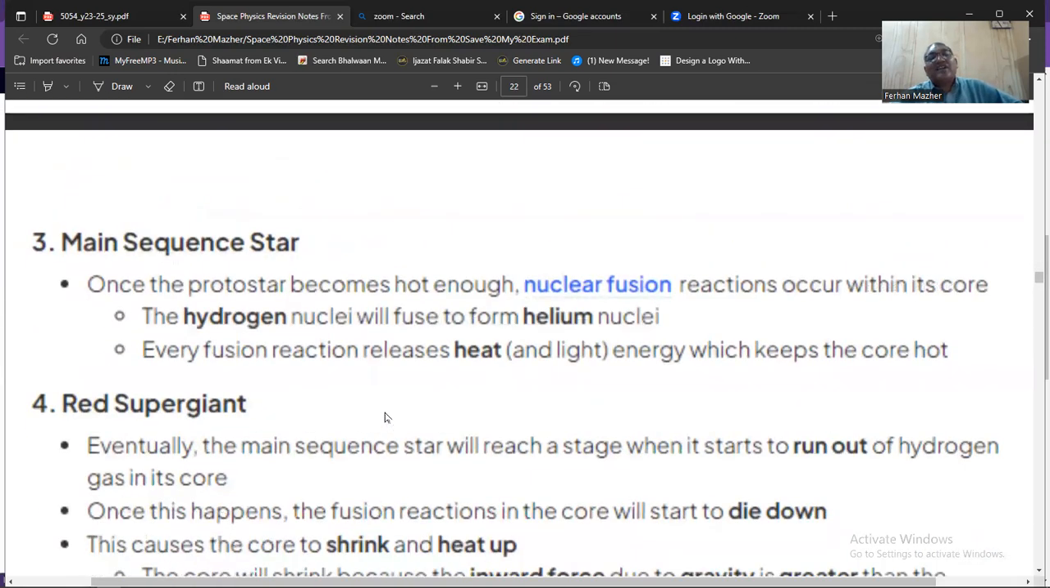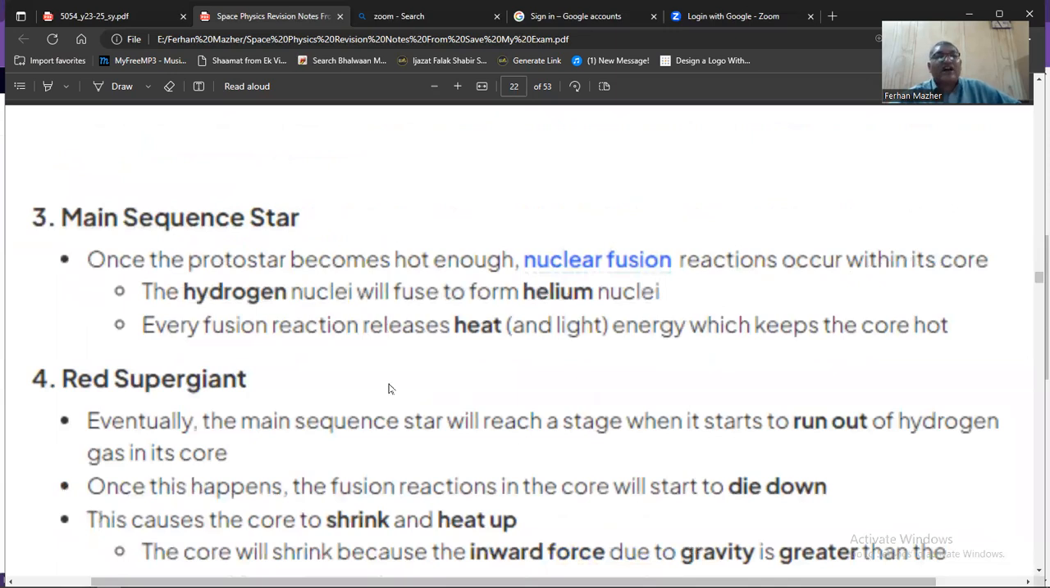After the protostar comes the main sequence star. That's the third step of the life of a large star. Once the protostar becomes hot enough, a nuclear fusion reaction occurs within its core. The hydrogen nuclei will fuse to form helium nuclei. Every fusion reaction releases heat and light energy, which keeps the core hot.